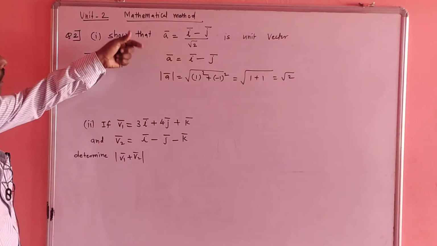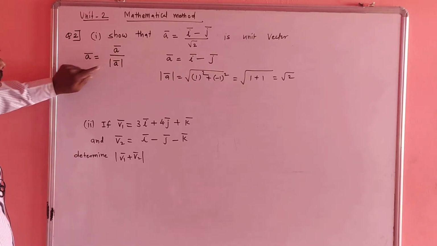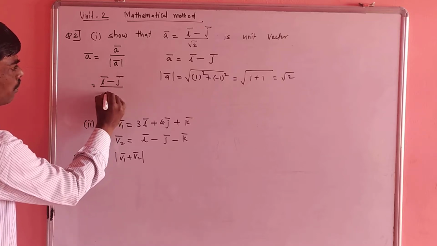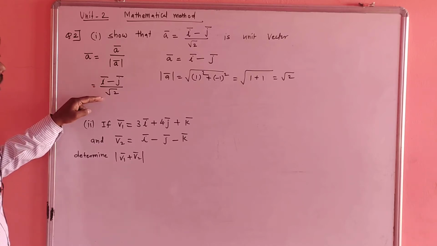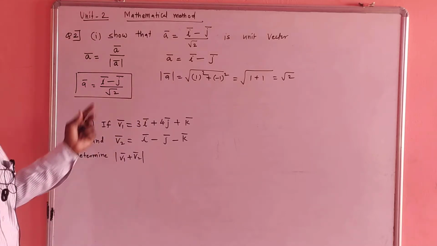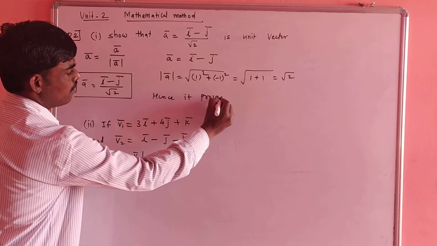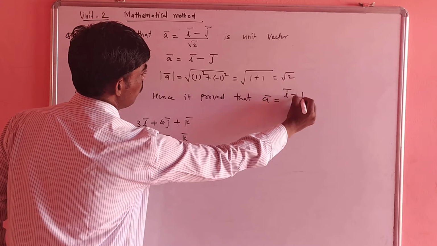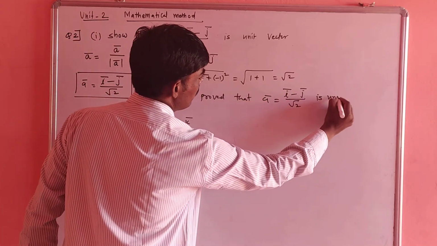So if we compare, we get such type of result where there is a ratio of vector divided by its magnitude. So this is the ratio of vector divided by its magnitude. So obviously we can state that it is a unit vector. So hence it is proved that vector A, which is written in the form of i minus j divided by root 2, is a unit vector.